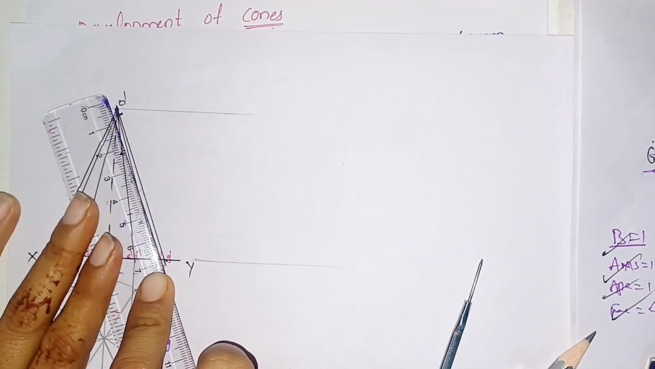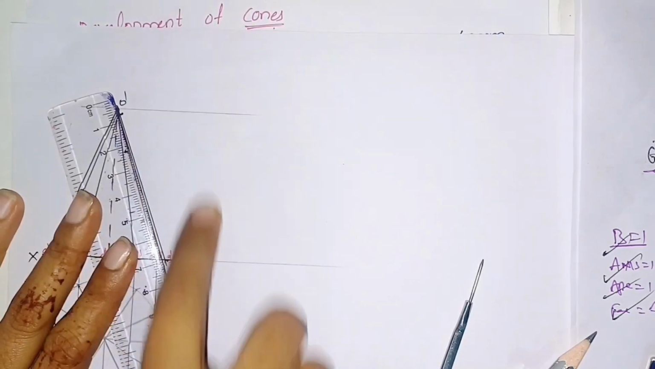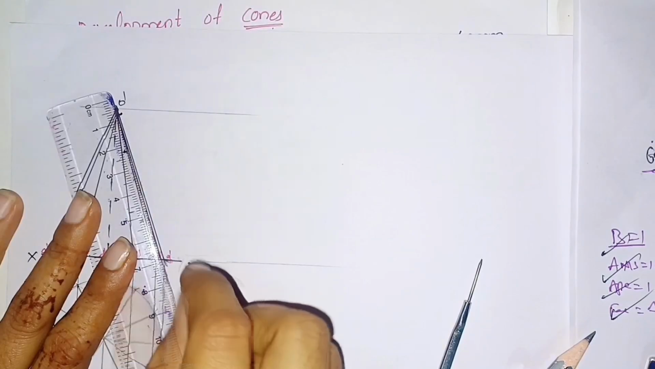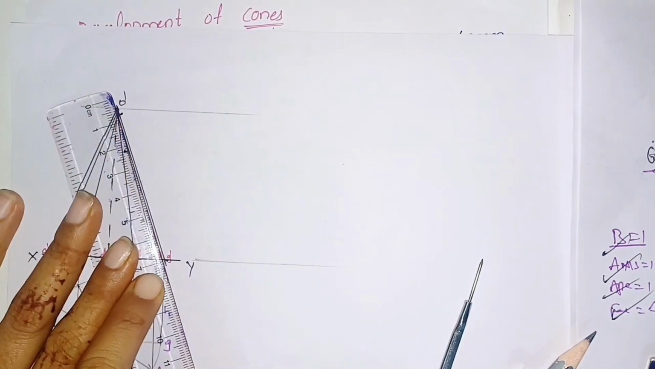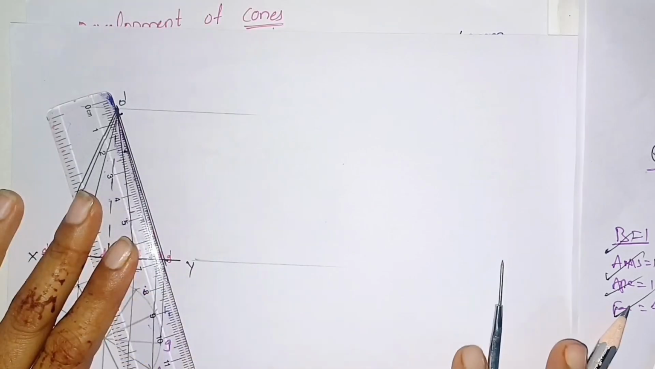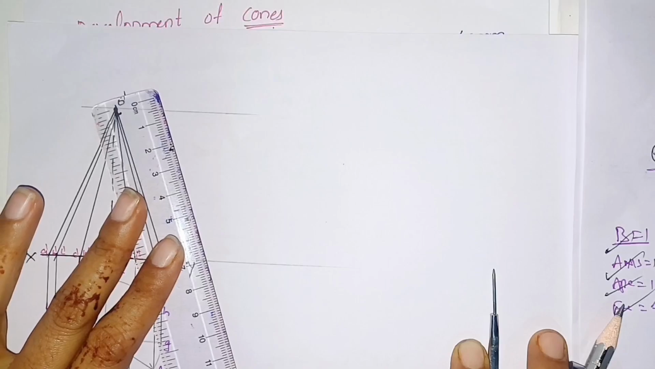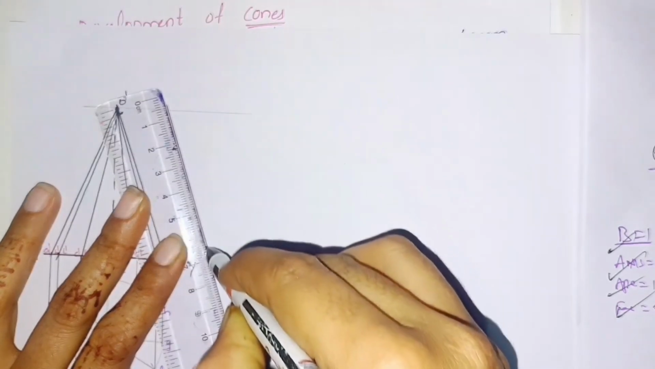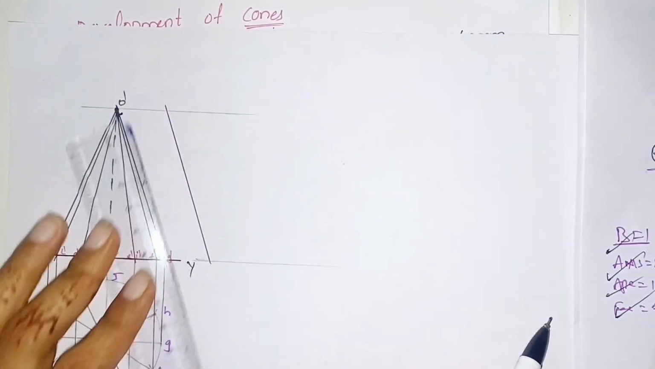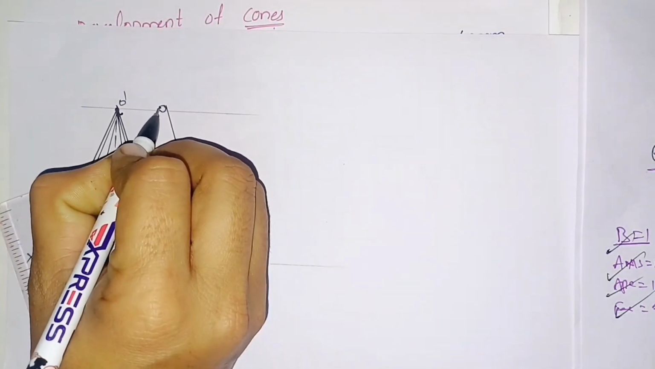Assume that this is your mini drafter. Take the mini drafter with the 90 degrees angle and loosen it. Then give the angle exactly O prime to G prime. Then tighten it. Then just move up to some convenient distance. Then draw with a light line.